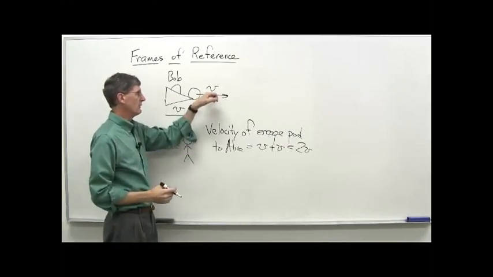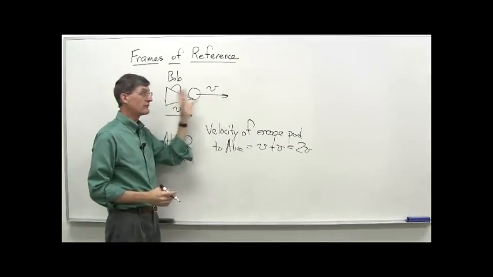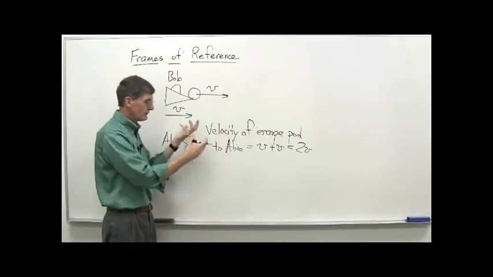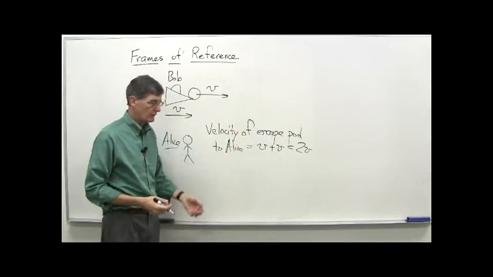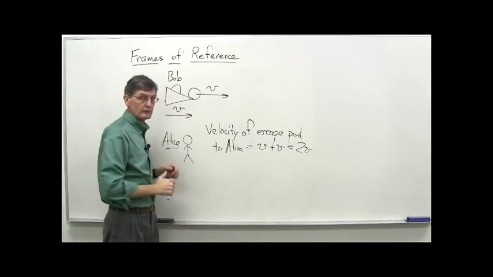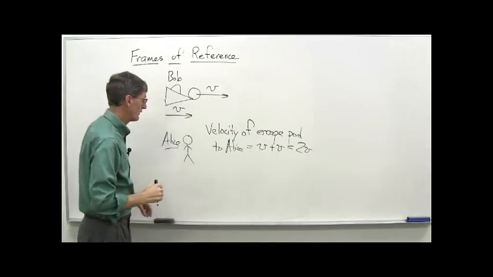We could say, maybe the escape pod is shooting off at 3v, and Alice sees Bob going by at velocity v, then it's v plus 3v, and you get 4v. So that's the velocity of the escape pod as Alice sees it going along there.